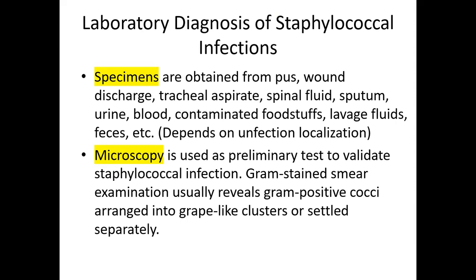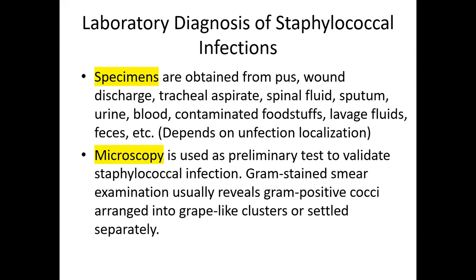Microscopy is used as a preliminary test to validate staphylococcus infection. Gram stain smear examination usually reveals gram-positive cocci arranged into grape-like clusters or settled separately. But microscopy can be applied in the case of sterile fluid. So you know that blood in normal condition must be sterile. And for example, spinal fluid must be sterile. If you take spinal fluid, you can stain it by Gram staining and do light microscopy. If you see any bacteria in spinal fluid, it means that there is bacterial infection.